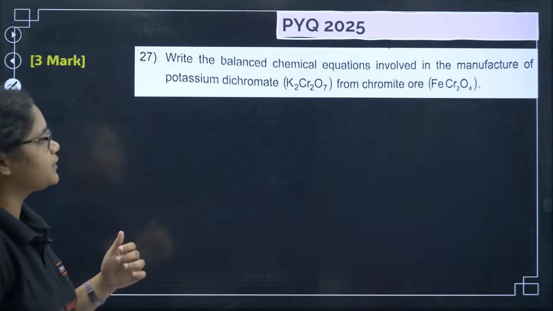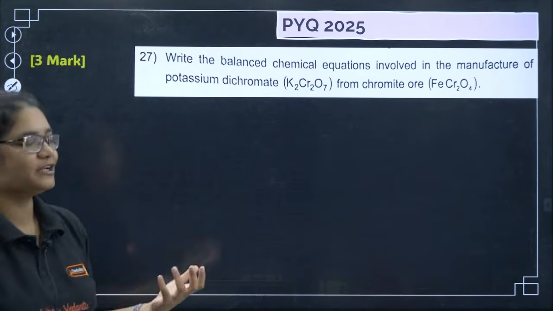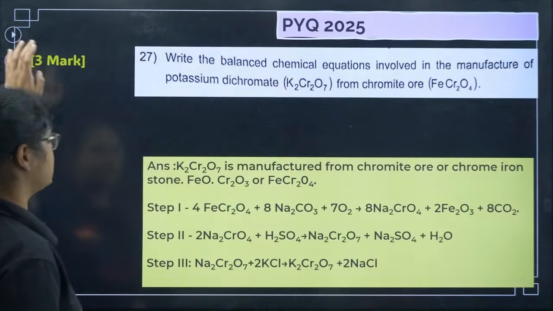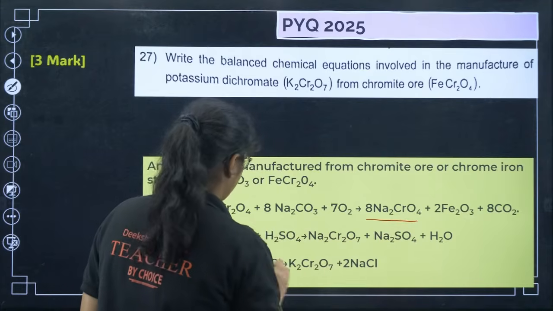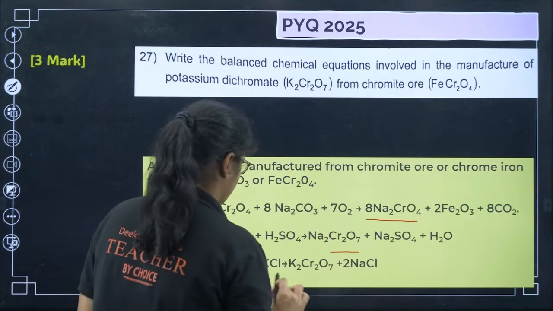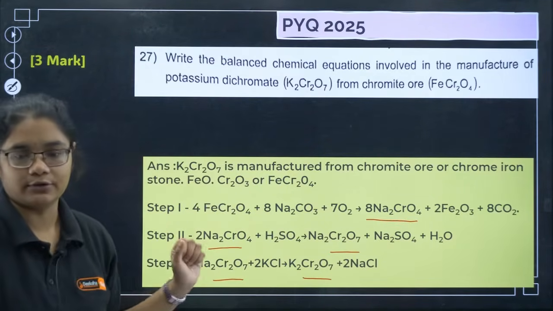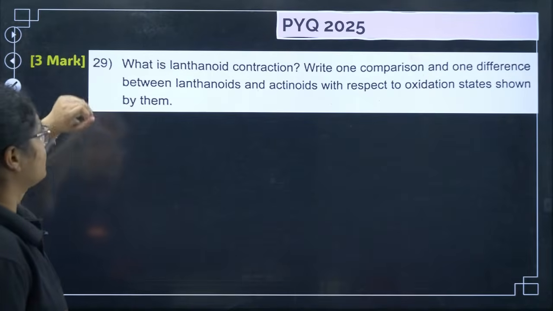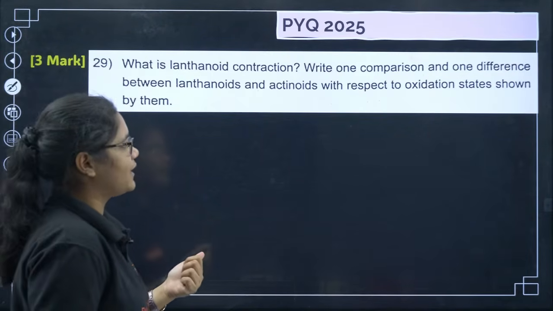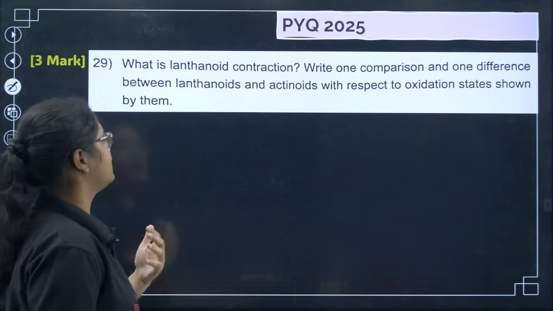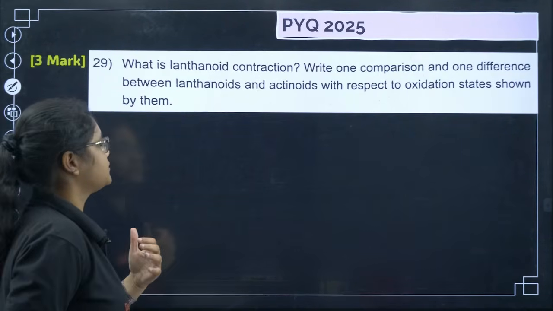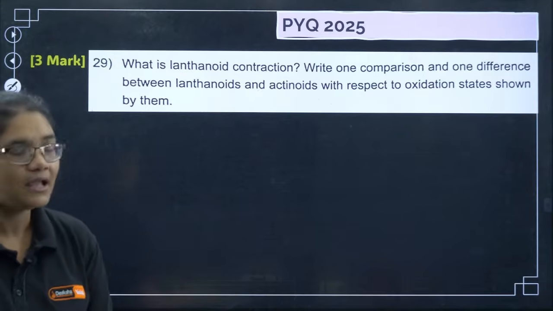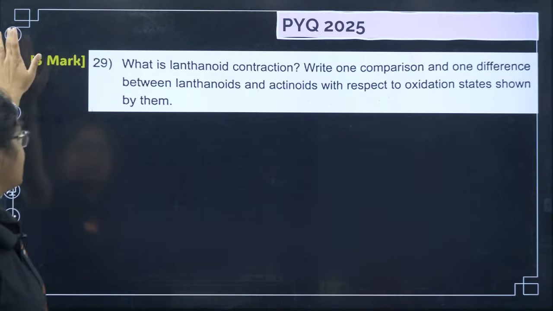Next, write the balanced equation in the manufacture of potassium dichromate from chromite ore, the same which we have already discussed. Iron chromite to sodium chromate, sodium chromate to sodium dichromate, sodium dichromate to potassium dichromate. Now we'll go to the next one. What is lanthanide contraction? Write 1 comparison and 1 difference between the lanthanoids and actinoids with respect to the oxidation states shown by them. So here first of all, what is lanthanide contraction?